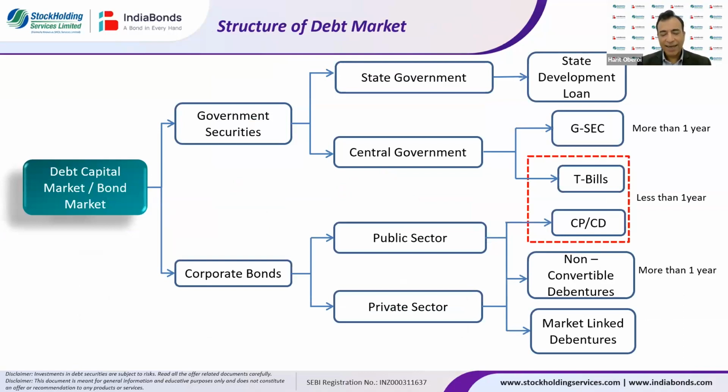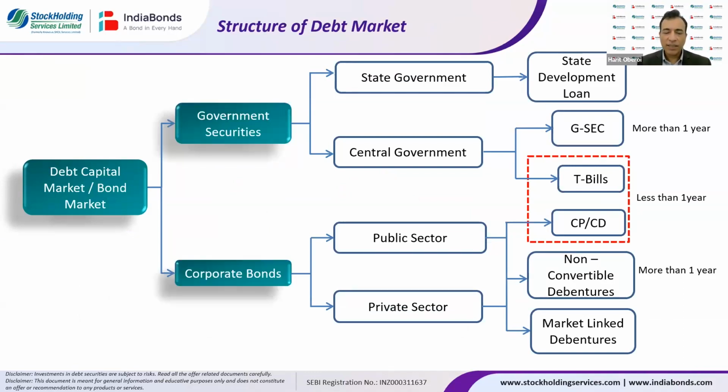Now, the structure of the debt market in India can be explained in this very simple flow chart. Government and corporates are the two largest entities who borrow money. When a government borrows money, it is known as government securities, and when corporates borrow money, it is known as corporate bonds. Why does the government borrow money? Government borrows money for social infrastructure development, for defense requirements, for infrastructure development. Corporates borrow money for their growth, for setting up new plants, new machinery, for new business growth requirements.